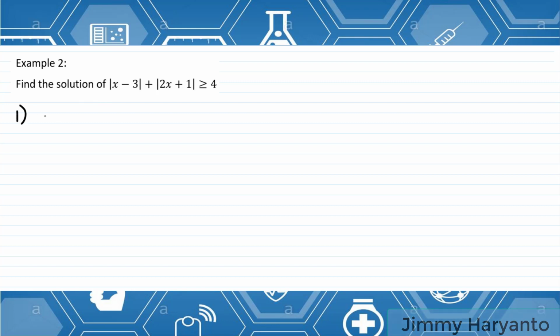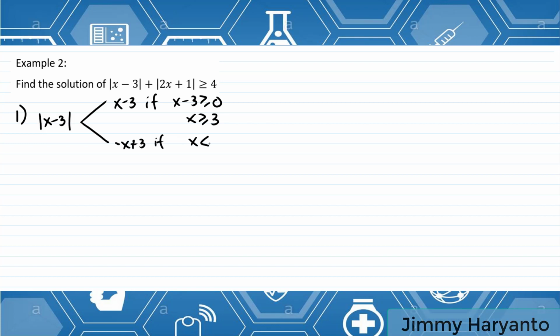For the first step, I have to separate the absolute value of x minus 3. x minus 3 will become x minus 3 if x minus 3 is greater than or equal to 0, that is, x greater than or equal to 3. x minus 3 will become negative x plus 3 if x is less than 3. Okay, this is the first one.